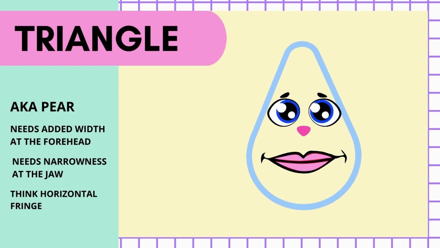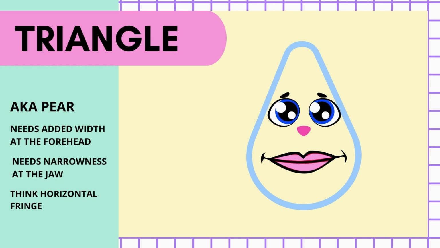When we look at a pear face, we need width at the forehead, because we usually have a very narrow forehead and a very wide jaw. So we need to add width to that forehead, and then we need to narrow it down at the jaw. Something that really helps with this is a strong horizontal fringe or bang. So I want you to picture a bang on this. Go look at Kelly Osbourne. She's got the perfectly pear-shaped face, and you can find plenty of pictures of her, some with a bang, some without a bang, and you can totally see a difference.